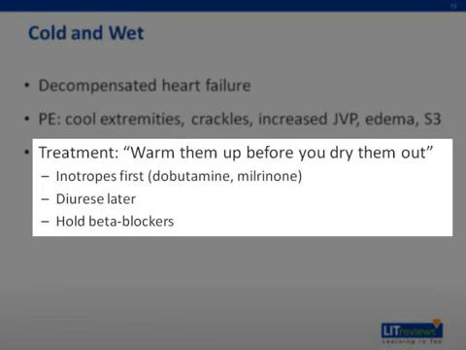These cold and wet patients need both inotropes to make their heart squeeze more strongly, as well as diuretics to remove excess volume. In general, it is best to warm them up with the inotropes, such as dobutamine or milrinone, and then after that, dry them out with diuretics. Hence you'll hear the phrase, warm them up, then dry them out. Beta blockers, of course, should be held until the patient improves or stabilizes back to baseline.